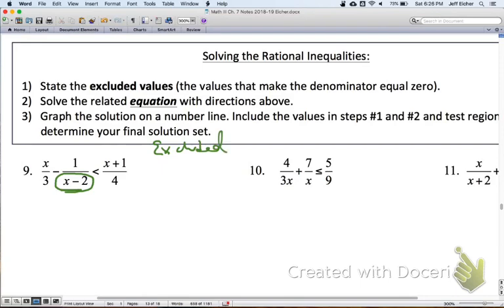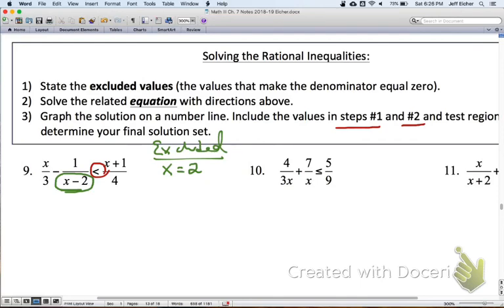When x equals 2, that's a problem. You get an undefined answer. We're going to use that a little later. Step 2, solve the related equation. So ignore the fact that it's an inequality for now. And then graph the solution, include the steps from number 1, your excluded values, and include the answer you got from number 2 to figure out your final solution.